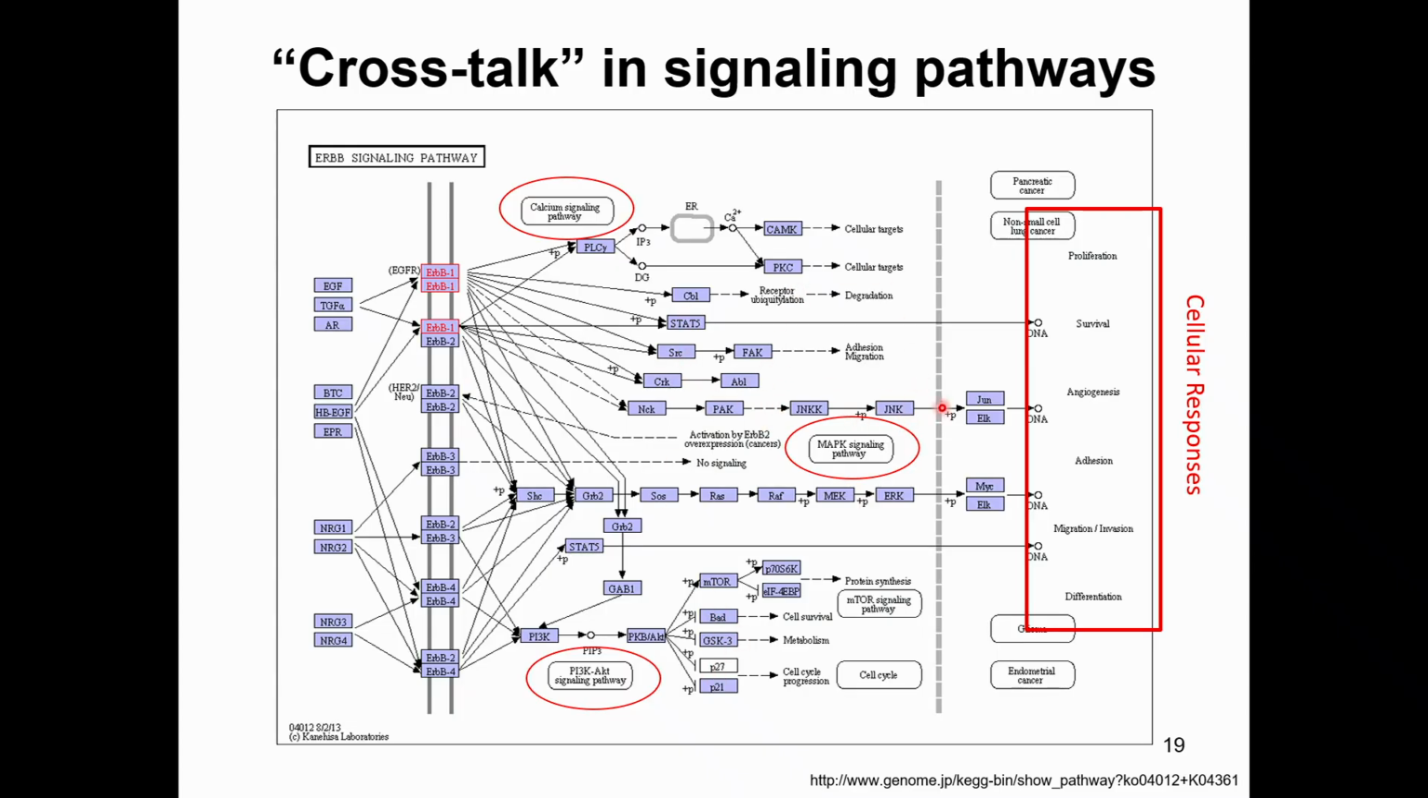And then ultimately, some of these pathways lead to the activation of transcription factors in the nucleus, and it regulates things like proliferation, survival of cells, angiogenesis, formation of blood vessels, cell-cell adhesion, migration and invasion, and differentiation of cells. And so these cellular responses, it turns out, are all very important in cancer. And what cancer does is it kind of hyperactivates pathways that are usually involved in just cell proliferation.